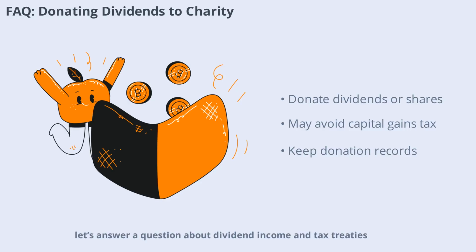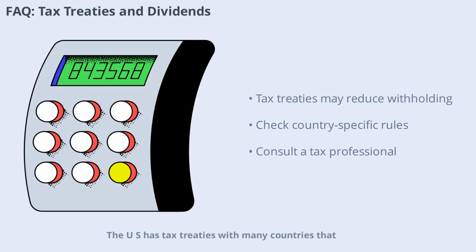Next, let's answer a question about dividend income and tax treaties. The U.S. has tax treaties with many countries that can affect how foreign dividends are taxed. These treaties may reduce or eliminate foreign withholding taxes on dividends. It's important to review the specific treaty with the country where you invest and claim any benefits on your tax return. Consult a tax professional for guidance on international investments.